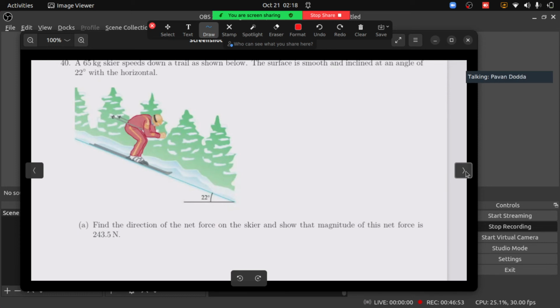So Monet, how to solve this one? First of all, what does the question say? Let's read it out. Could you please read the question for me? A 65-kilogram skier speeds down a trail as shown below. The surface is smooth and inclined at an angle of 22 degrees with the horizontal.